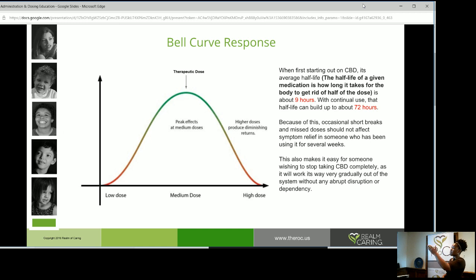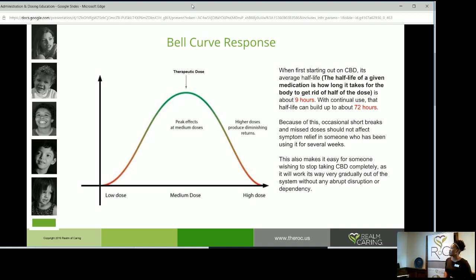Now, at some point, if you continue increasing, you may start to see diminishing results. So you want to go back to the therapeutic dose, whatever dose is working for you, because it's actually possible to skip your therapeutic dose. So if you find relief and you continue increasing, let's say your symptoms get worse, it's possible that you've surpassed your therapeutic dose and you need to go back to the dose that's working. Once you find a dose that's working, you can stay at that dose. That's what's going to be called your maintenance dose.